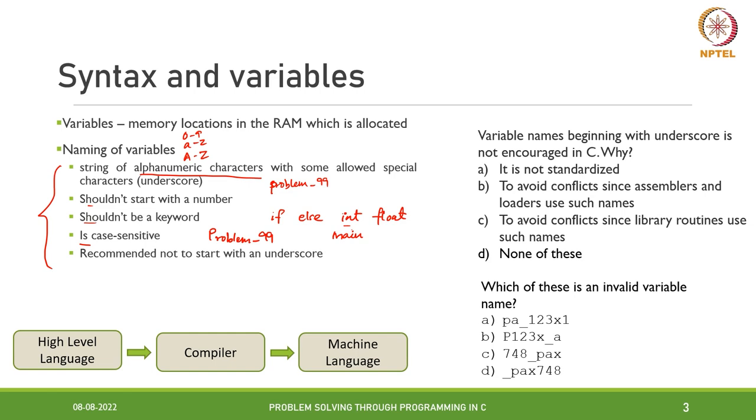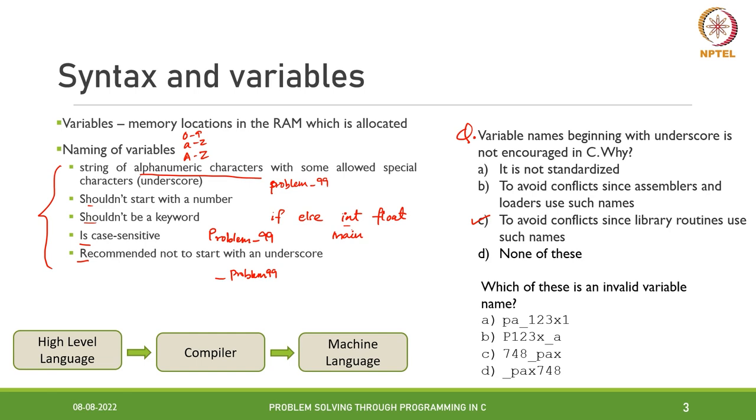Then the final one is just a recommendation given by the developers, which is not to start a variable name or an identifier name with an underscore. Preferably they have said not to use a variable name like underscore problem 99. And why not? That is the first question, and the answer is option C here, which is to avoid conflicts since library routines use such names.